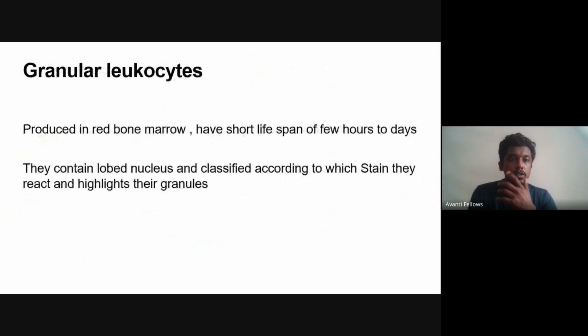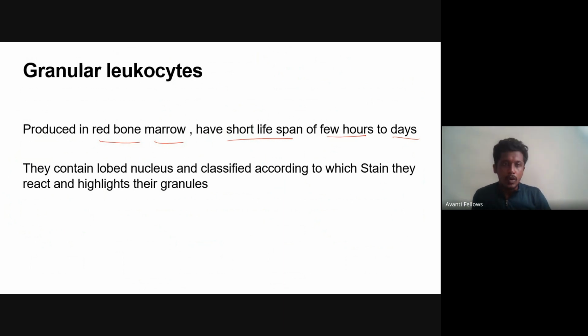Okay. So now when we talk about where the granular leukocytes are produced, again they are produced in red bone marrow. Okay. And what is the nature of granular leukocytes, or granulocytes? They have a very short lifespan, from a few hours to a few days. That's all. And after that, their numbers are reduced when the infection is disappearing.